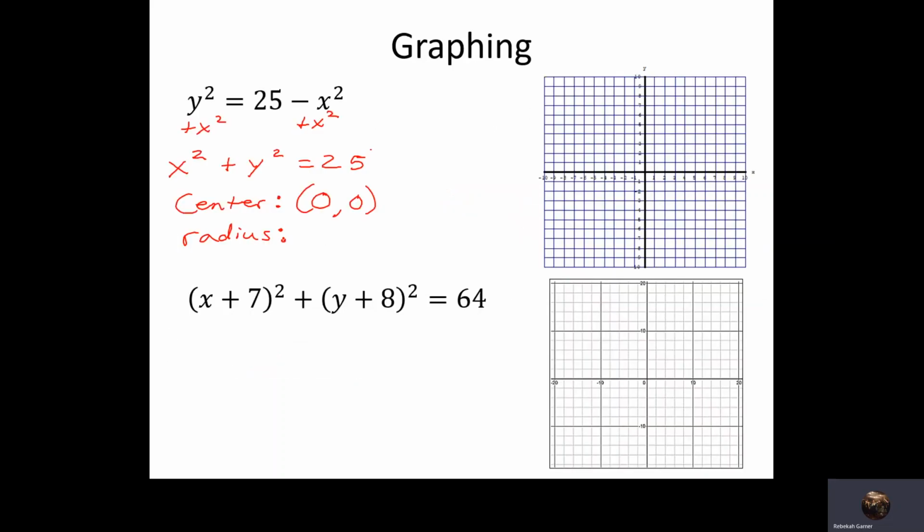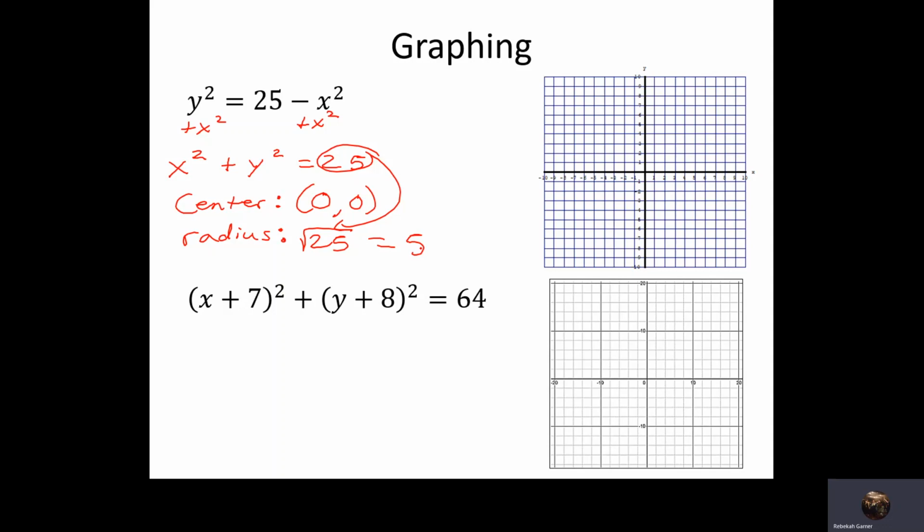How'd you get 5? We take what is on this side of the equal sign, and then we take the square root of it, and that's 5. So that's my radius. Now that we have those two things, we can graph our circle. Yes, we need those two things to graph.